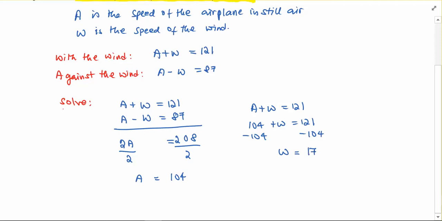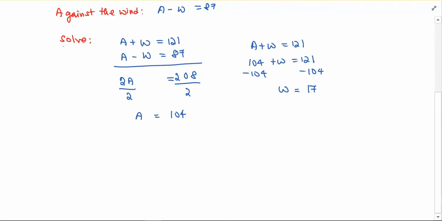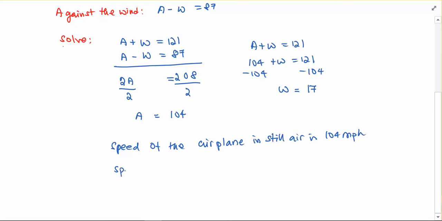Alright, so report your answers now. So speed of the airplane in still air is 104 miles per hour, and the speed of the wind is 17 miles per hour.